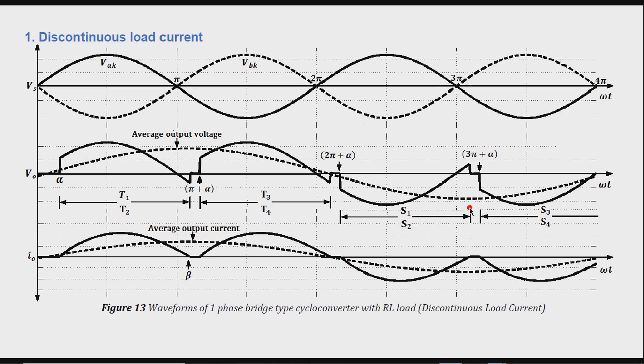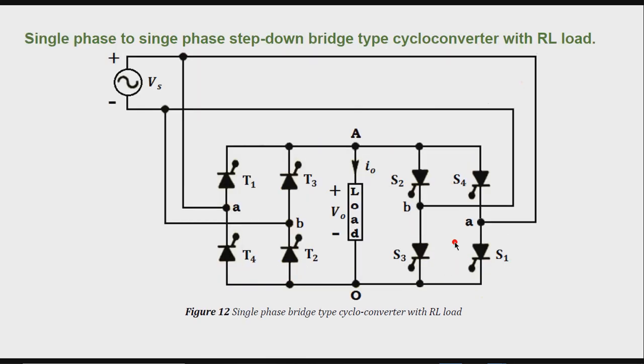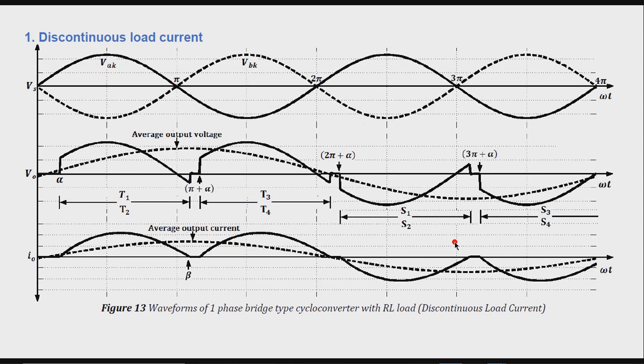Now at omega t equal to 2 pi plus beta, I naught decays to 0 and S1 and S2 are naturally commutated. In the next half cycle, B is positive with respect to A, so S3 and S4 are triggered at omega t equal to 3 pi plus alpha. I naught again builds up and decays to 0 before thyristors T1 and T2 are triggered again in sequence.